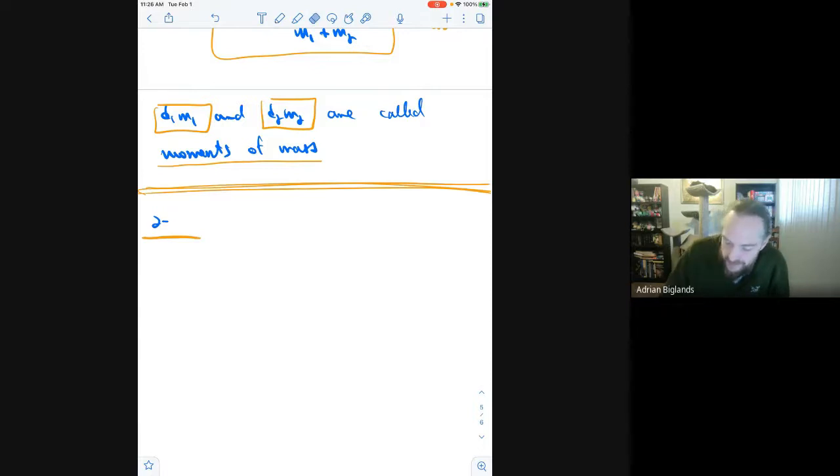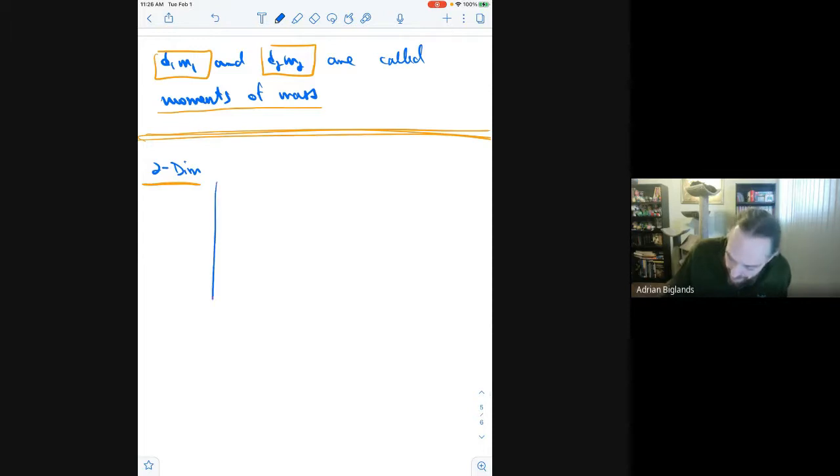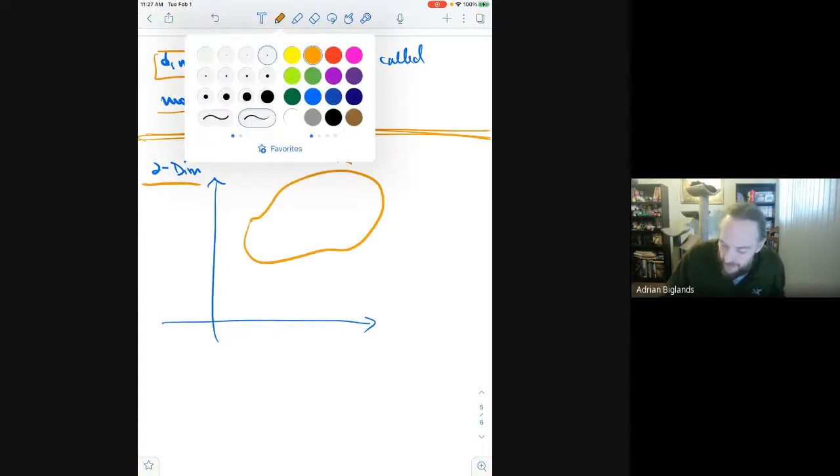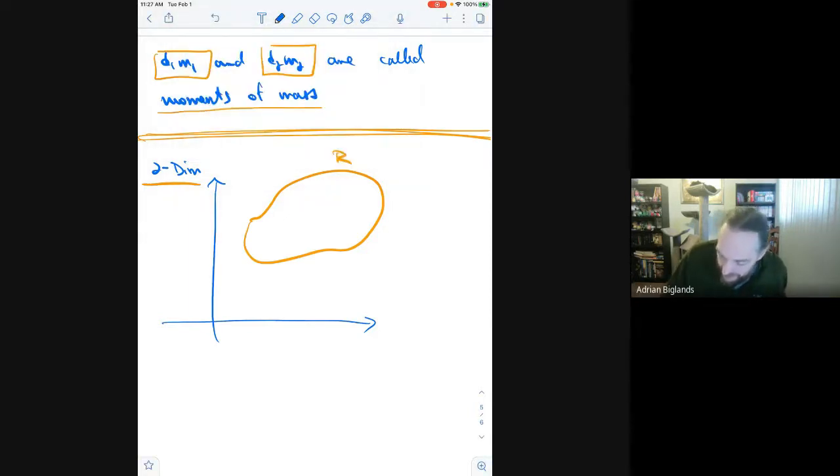In 2 dimensions, we're going to have a similar scenario. Let's draw a picture, and we're going to have an arbitrary region, R. And for every point in there, there's going to be somewhere, I don't know if that's going to be it, an X bar, Y bar, where we want the center of mass.